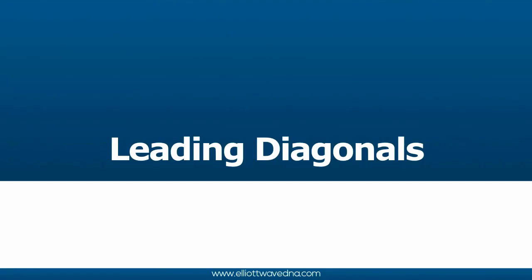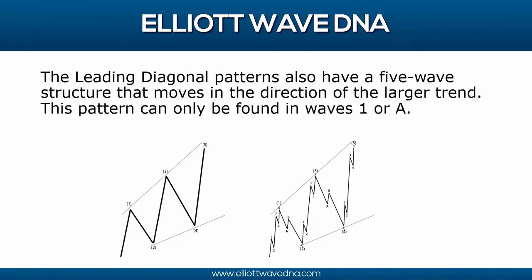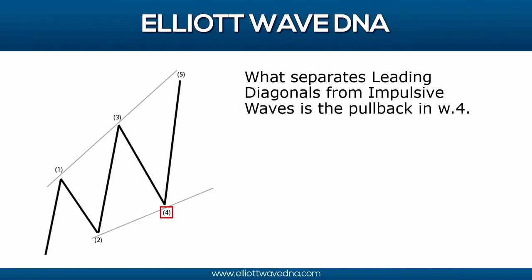Leading diagonals are the first of the two patterns we have in the diagonal group. The leading diagonal pattern also has a 5-wave structure that moves in the direction of the larger trend. This pattern can only be found in waves 1 or A. What separates leading diagonals from the impulsive waves is the pullback in wave 4.